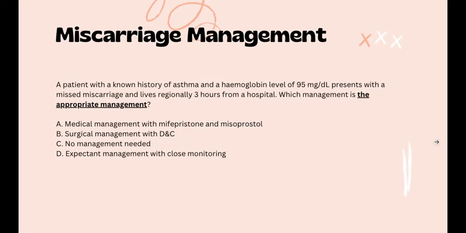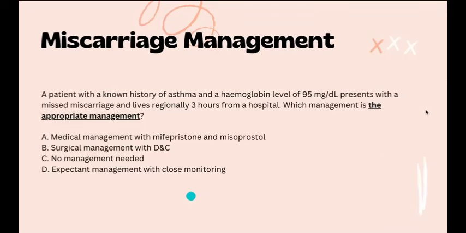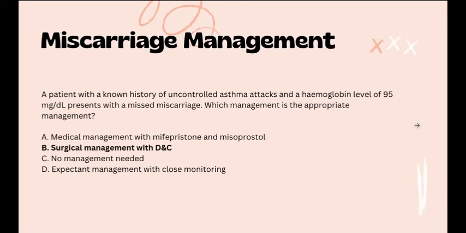Have a read of this and let's select which is the most appropriate management. Pause the video and then I'll go through the answers. Okay, so going through the answers here. In this case, the answer is surgical management with D&C, and that's because the patient has uncontrolled asthma attacks, so minimizing the amount of misoprostol would be appropriate. And also the hemoglobin level is 95, which, as we know, less than 100 is a contraindication for managing it via medical management.